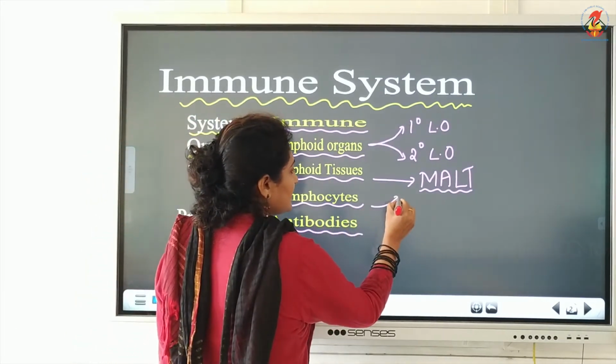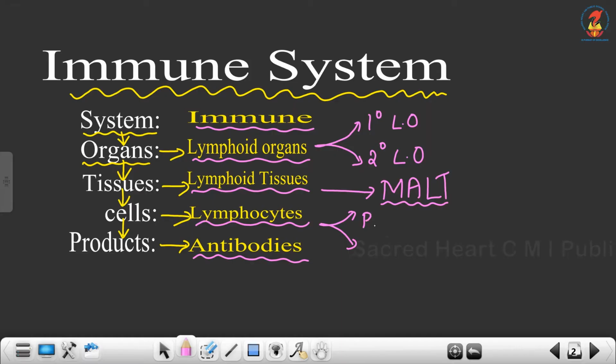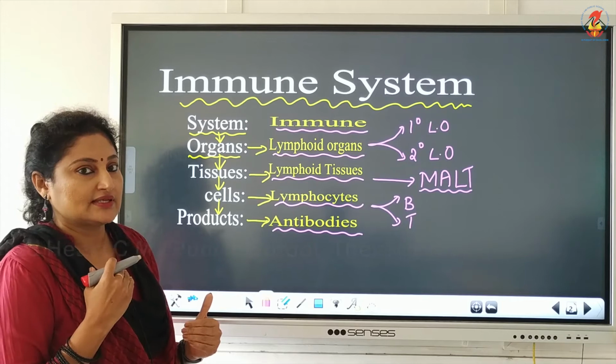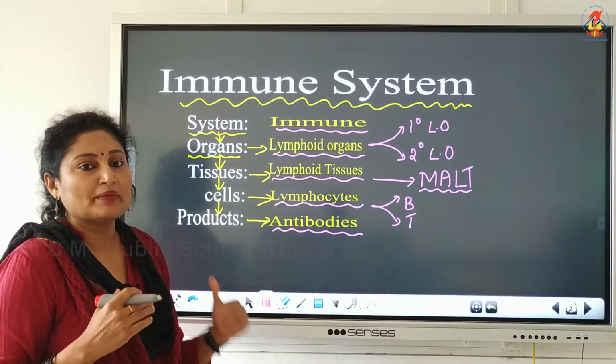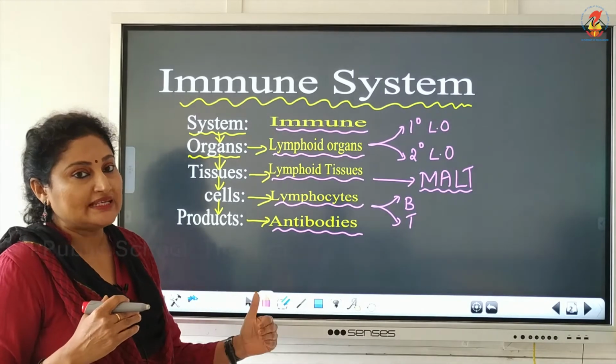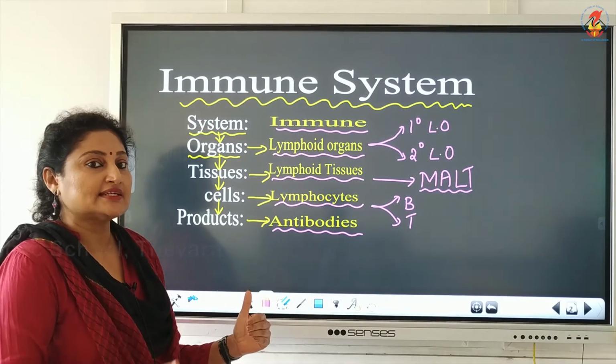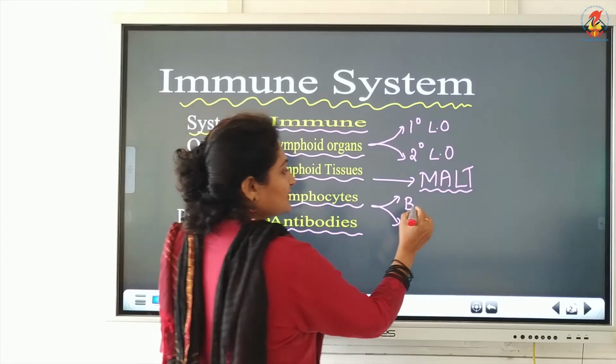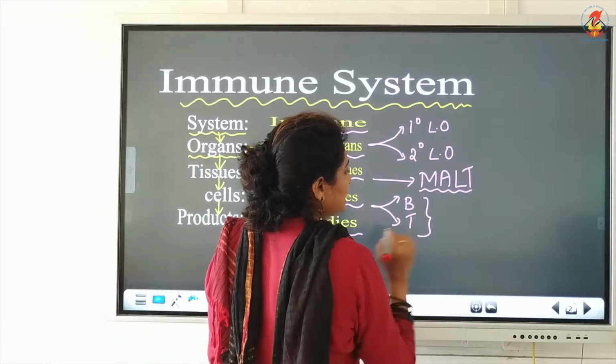Lymphocytes. There are two lymphocytes, B lymphocytes and T lymphocytes. Remember, both are produced by the bone marrow, but some remain in the bone marrow and the others move to the thymus, and hence the ones which remain in the bone marrow are called B lymphocytes, and the others that migrate to the thymus are called the T lymphocytes. That's why they are getting the name B and T lymphocytes.